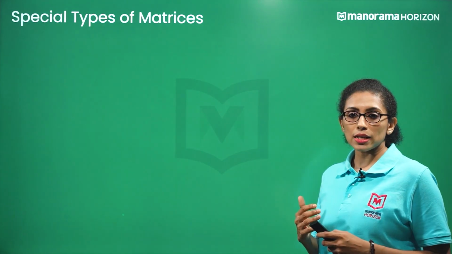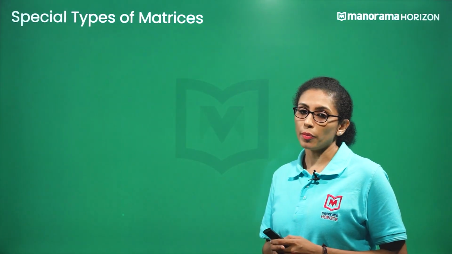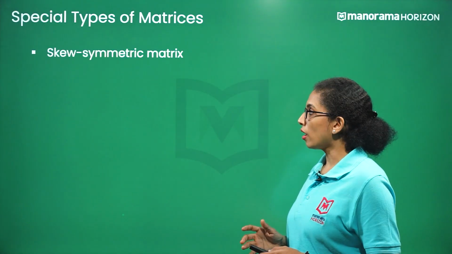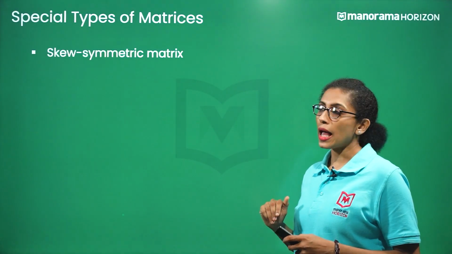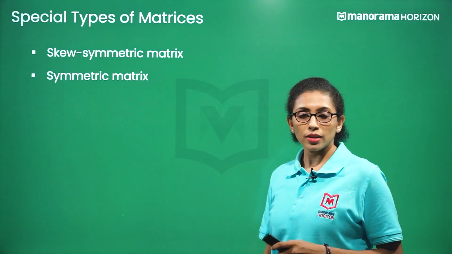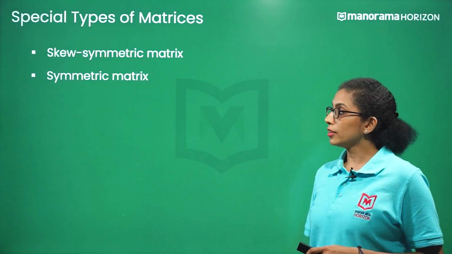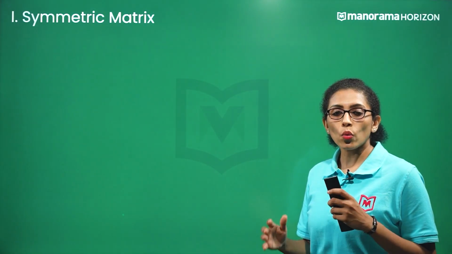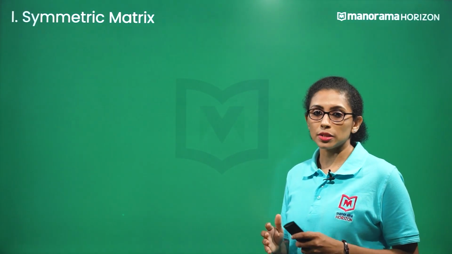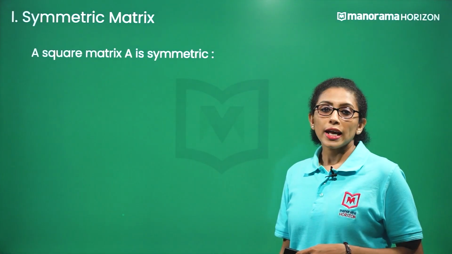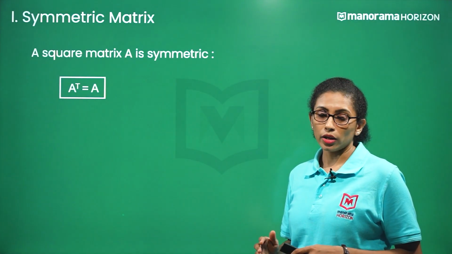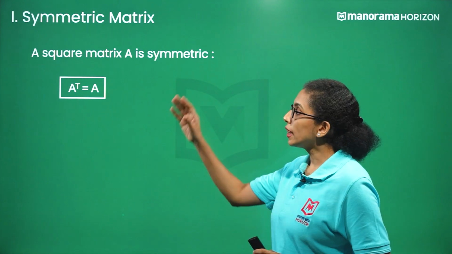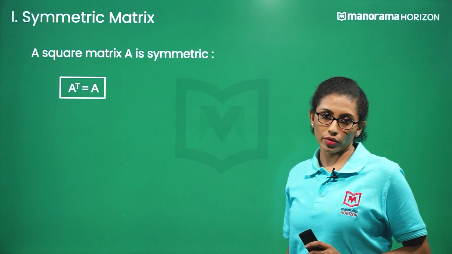Next, we shall discuss the two special types of matrices related to the transpose of a matrix. And they are skew-symmetric matrix and symmetric matrix. Let's discuss it one by one. The first one is symmetric matrix. A square matrix A is said to be symmetric if A dash is equal to A. Note, we need a square matrix to satisfy the condition for a symmetric matrix.